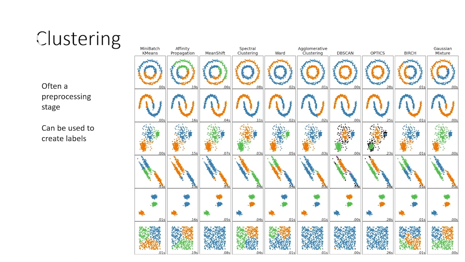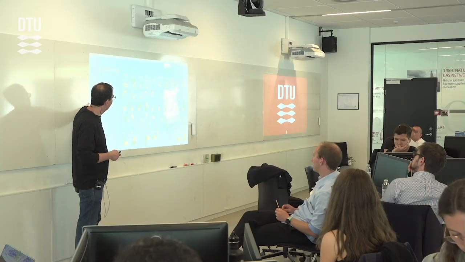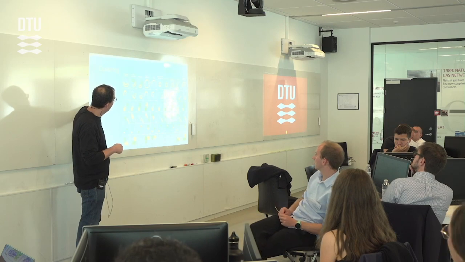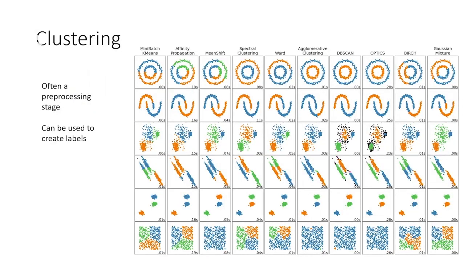I think many of you have seen spectral clustering and Gaussian mixture clustering. I'm going to talk today about DBSCAN because it's a really nice algorithm. It works very well, and I think it's underappreciated. By the way, you can often use this to create labels. So you can take the data that initially has no colors, and decide cluster one is plus, cluster two is minus, and work with that.